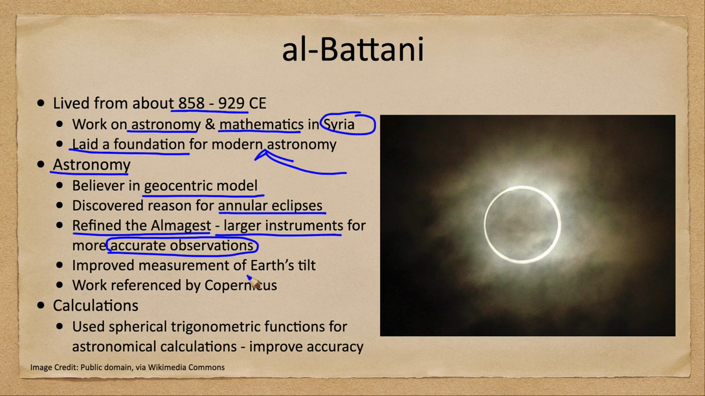And we know that he improved the measurement of the Earth's tilt, which tells how extreme our seasons are. The more tilted it is, the stronger the seasons; the less tilted, the less strong the seasons would be. And he got a better estimate of that.